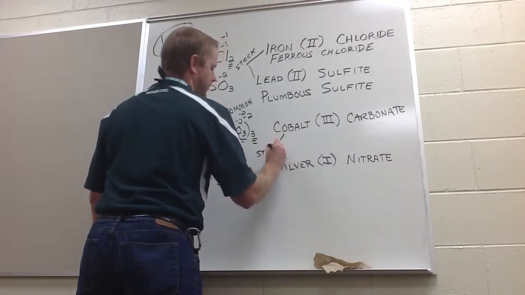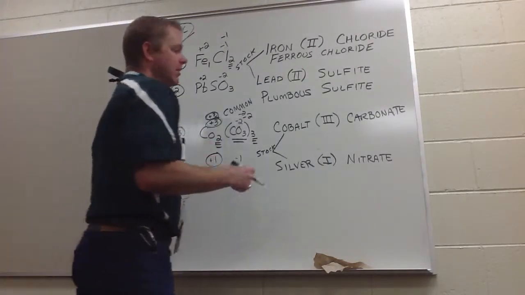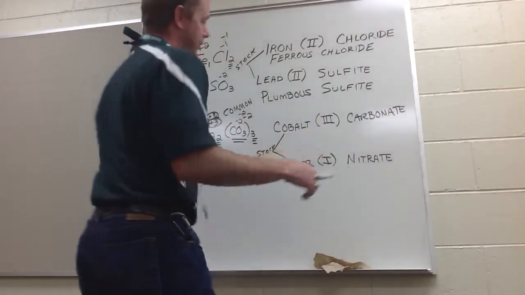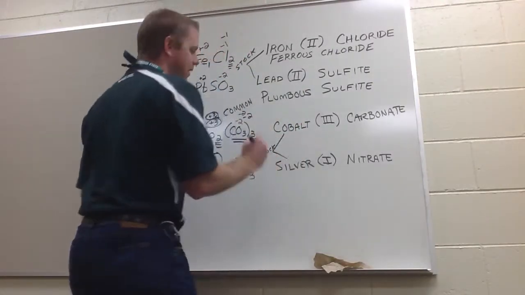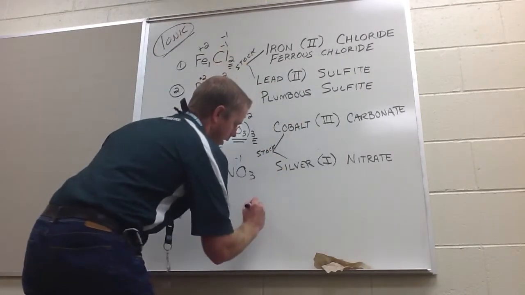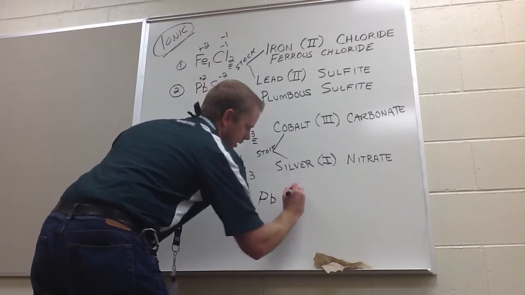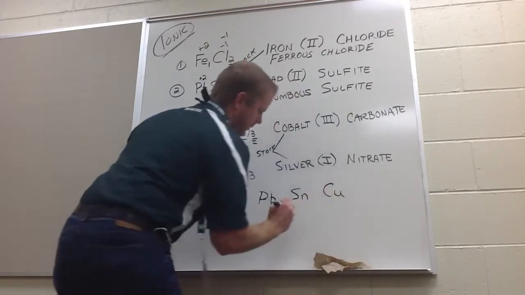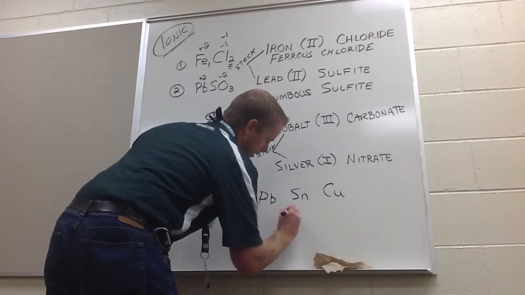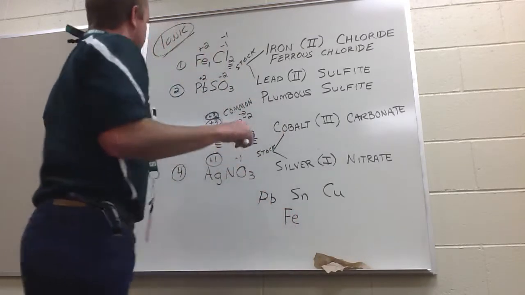Now you might be asking yourself, okay, Mr. Gerby, give me the common name. There isn't a common name, at least one that I know of, for cobalt or silver, so I don't have to put it. The only ones that we have common names for are if you are dealing with Pb, which is lead, Sn, which is tin, Cu, copper, Fe, iron. I think those are the most common 4 that we see.